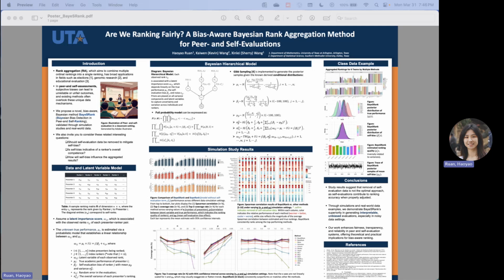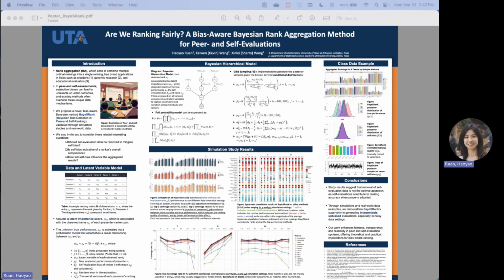The instructor wants to fairly combine these rankings to contribute to the students' final grades, as well as to understand their ranking patterns. An important issue in this setting is that people often overrate or underrate themselves. A common solution is to remove the self-rankings altogether.